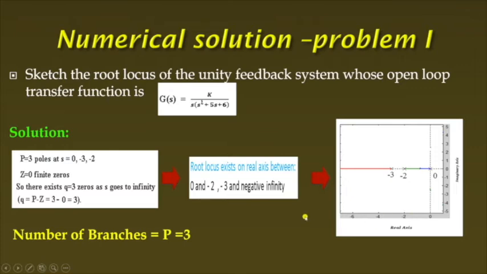We know the definition of root locus: the root locus always starts from the open loop poles when K equals 0 and finishes at the open loop zeros when K equals infinity. That means when K equals 0, the open loop poles are 0, minus 2, and minus 3, so the root locus starts from 0, minus 2 and minus 3.